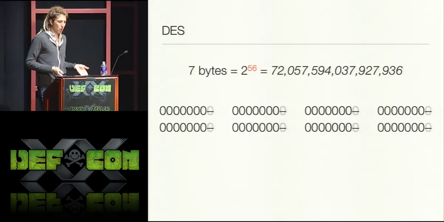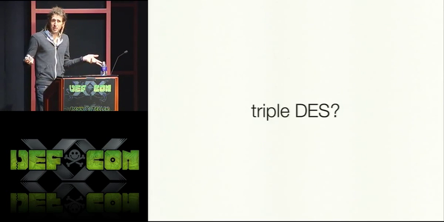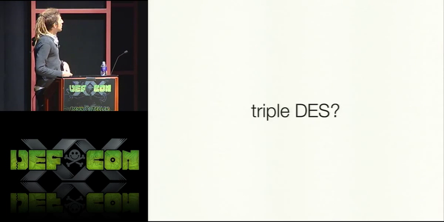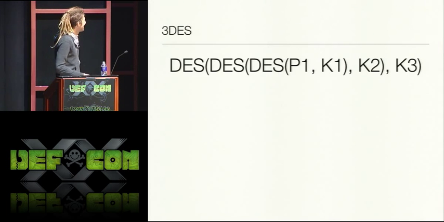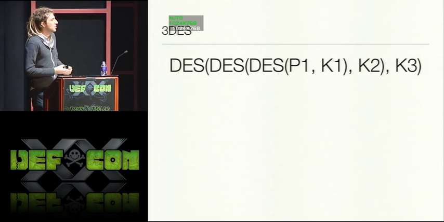So when we look at our core problem here, we have these 3 DES encryptions. So that's triple DES, right? The way that triple DES works is, back when people were starting to lose confidence in DES, they would use triple DES in order to secure their communication.